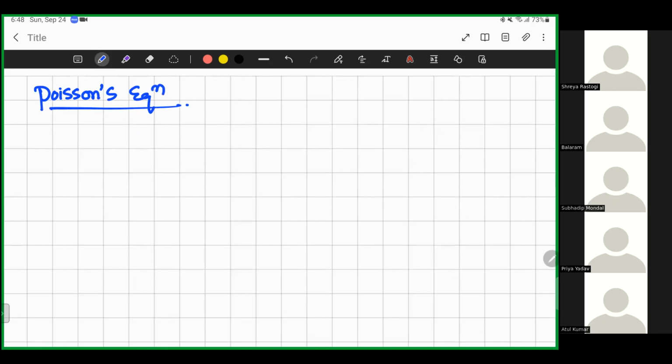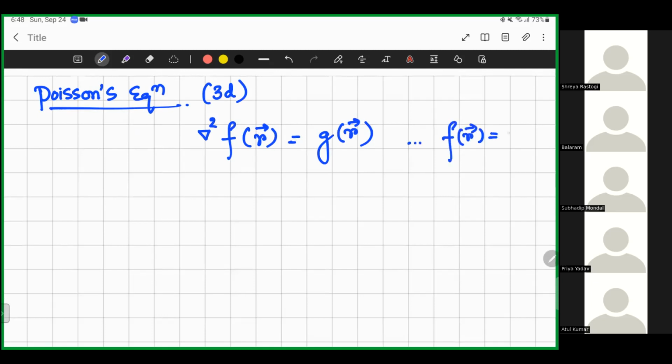Right. Okay. The general form of the Poisson equation is like this. Now we will be discussing the three-dimensional case. So in the three-dimensional case, we have to take the vector r. So del squared f(r) equals g(r). This is our Poisson equation, and f(r) equals 0 when r tends to infinity. Then f(r) will essentially be 0.